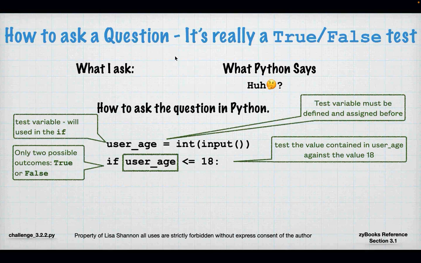I have a test variable. That test variable will be used in the if statement. Okay? The test variable in this case is user age, and it's got to be assigned before it gets to the word if. Without that, Python's not going to know what user age is. And I'll show you that in just a minute when we go in and we look at some of the challenges. There are only ever two possible outcomes.